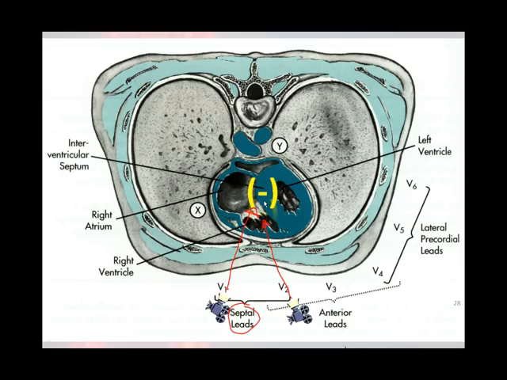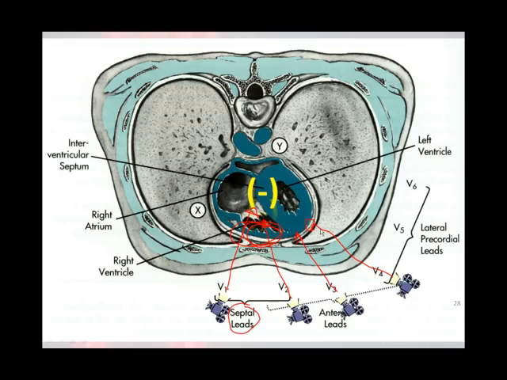V3, on the other hand, is actually considered an anterior left ventricle, not the anterior aspect of the heart. So we're actually looking over here at the anterior left ventricle. This is the anterior aspect of the heart. We're not looking at that. Lead V3 is looking at the anterior left ventricle. V4 is also looking at the anterior left ventricle of the heart as well. So V4 is kind of looking in this direction. My line's a little crooked.